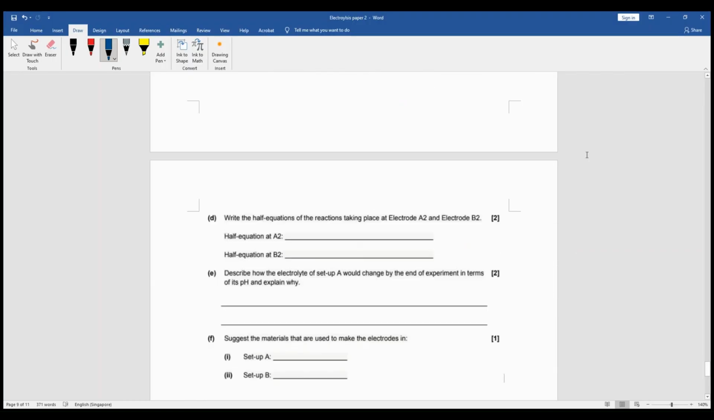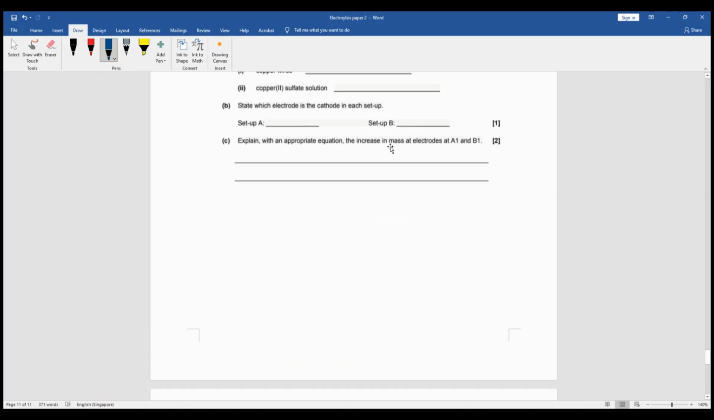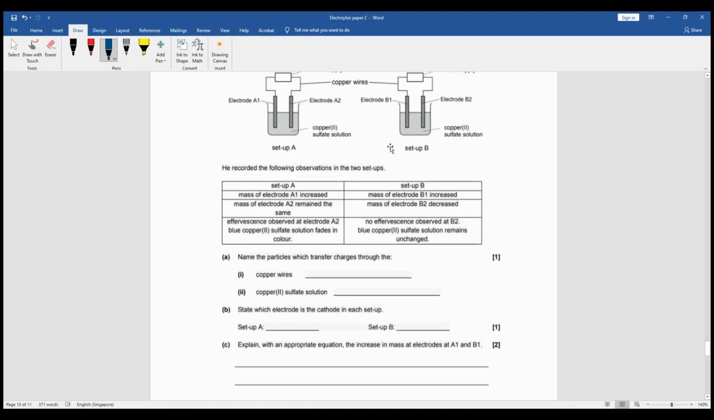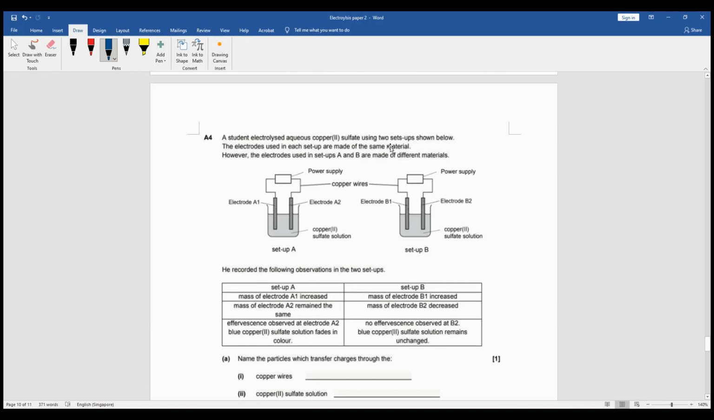A student electrolyzes aqueous copper 2 sulfate using two setups shown below. The electrodes used in each setup are made of the same material. However, the electrodes used in setup A and B are made of different materials.